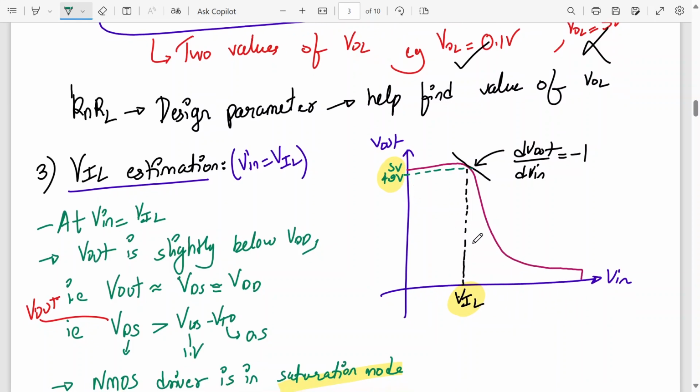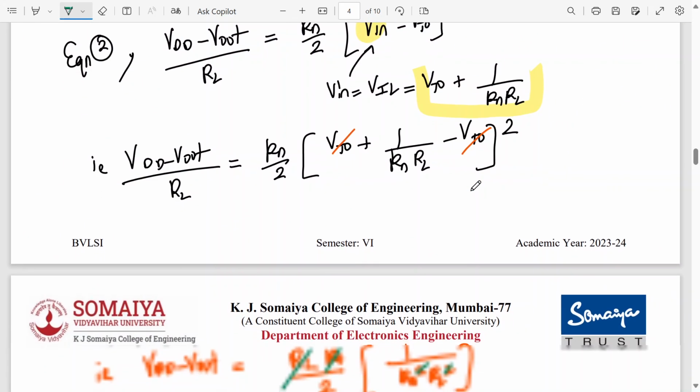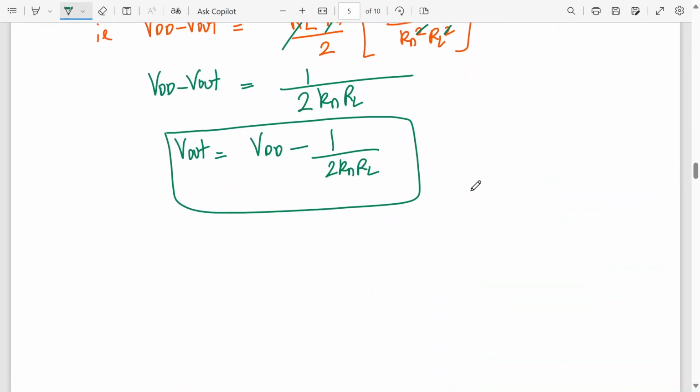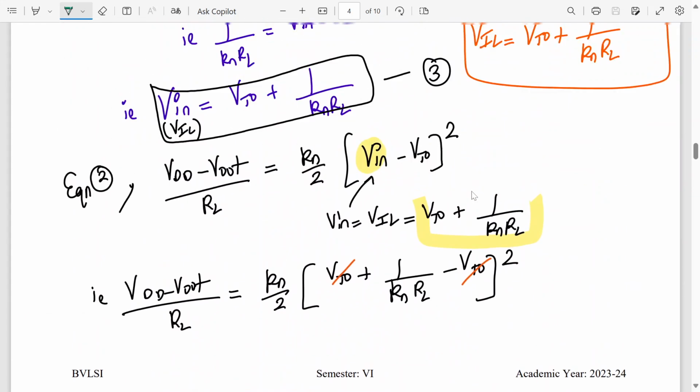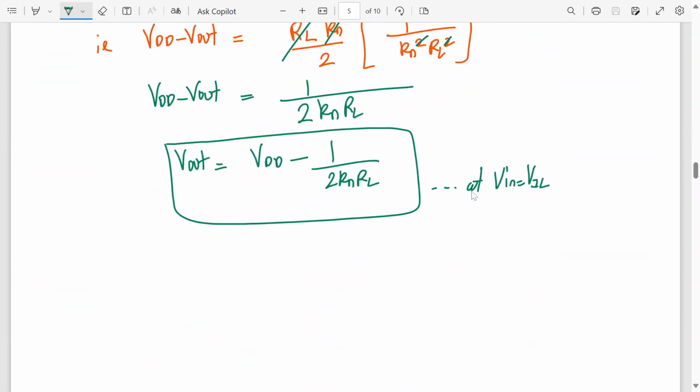Okay, this is the corresponding value of output voltage when input is equal to VIL. So here we found out the value of Vout, and this is done for Vin equal to VIL. All right. Okay. So the expression is clear to you. If we know the value of VIL, we have to know the value of Vout also. Same is the case with the VIH derivations. So can I proceed further now?